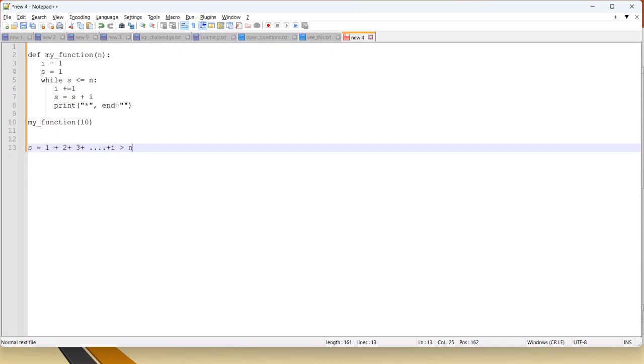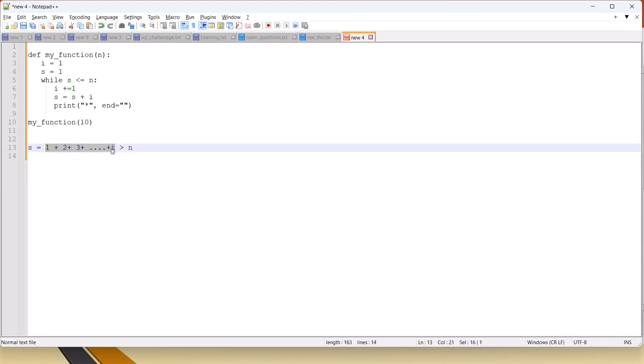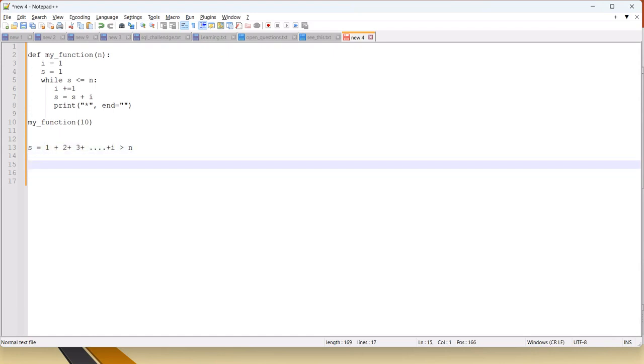Got it? Next, if you see this particular condition in the mathematical equation, this is usually called the sum of the first I positive integers, and I hope you all know that there is a formula for the sum of the first I positive integers, which is nothing but I into I plus 1 by 2. This is the formula for the sum of the first I consecutive positive numbers.